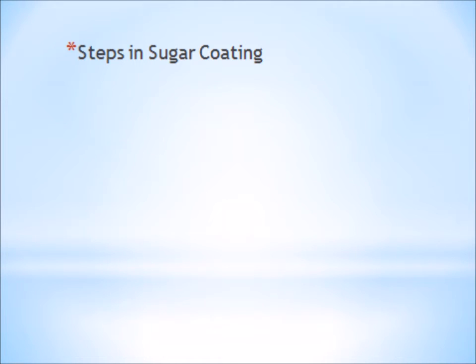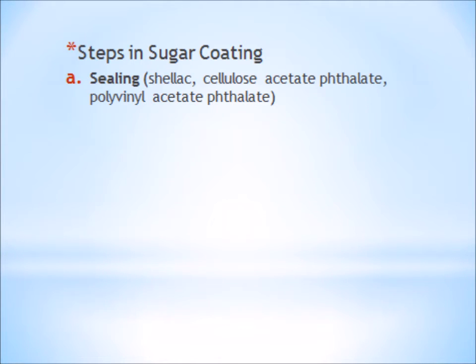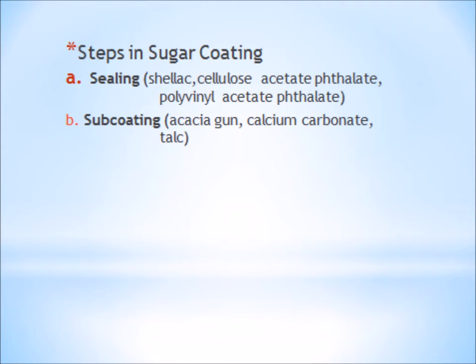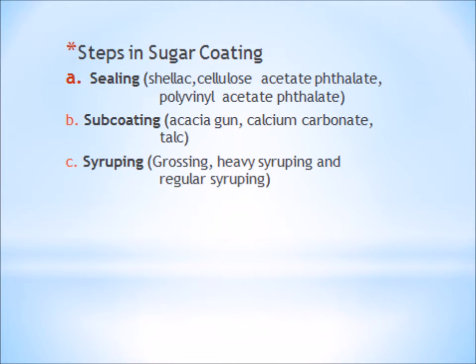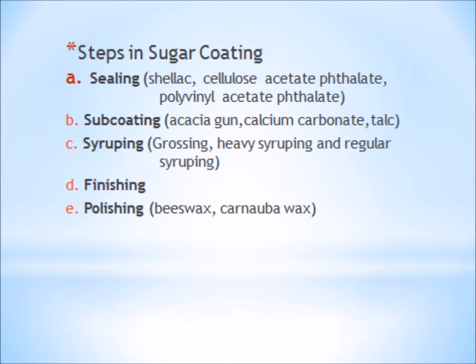Steps in sugar coating involve sealing, which uses shellac, cellulose acetate phthalate, polyvinyl acetate phthalate. Subcoating, that uses acacia gum, calcium carbonate, or talc. Syruping, which involves grossing, heavy syruping, and regular syruping. Finishing and polishing, that uses beeswax and carnauba wax.